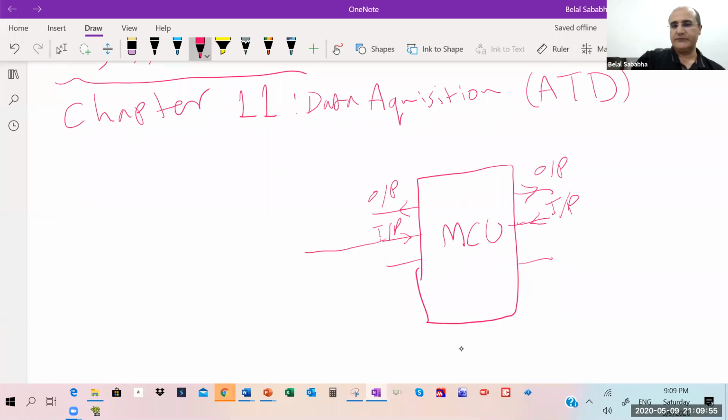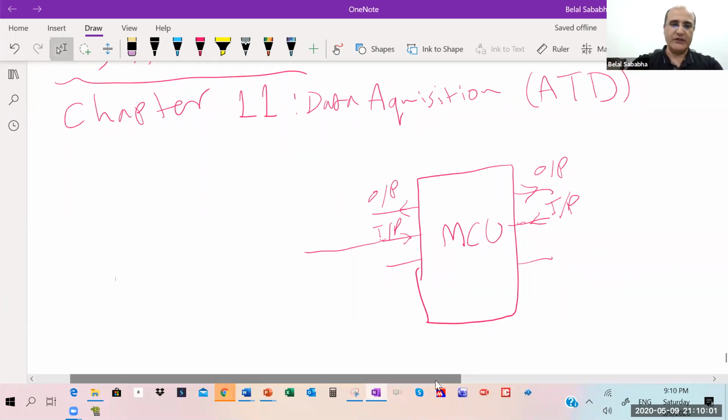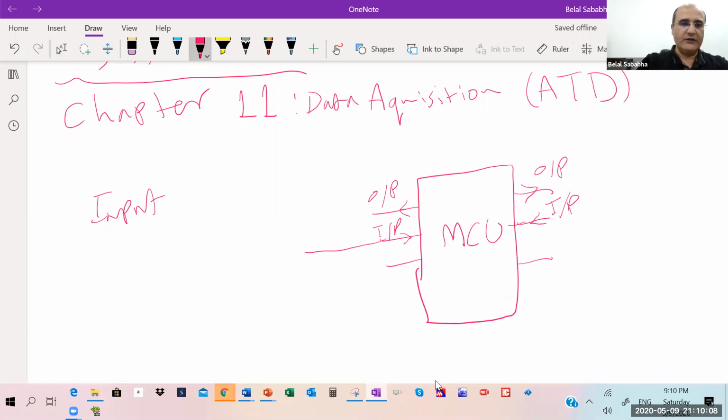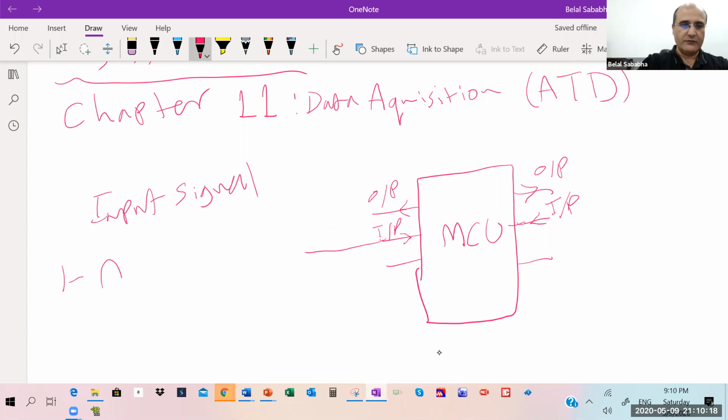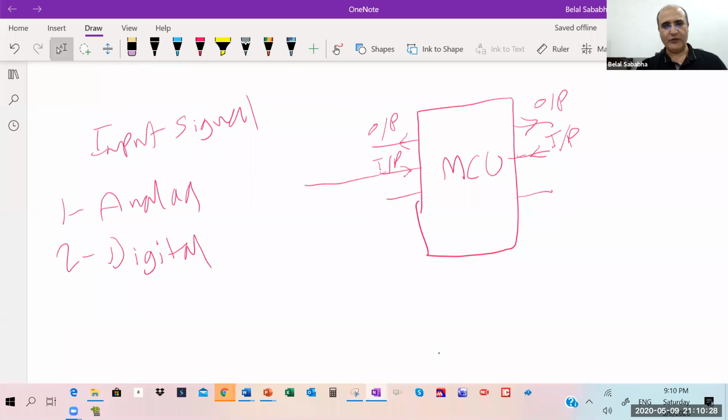So an input signal comes to a microcontroller, let's agree on this. The nature of the signal, when we talk about an input signal, is either analog or digital, right? Okay, and a signal is either an analog signal or a digital signal.